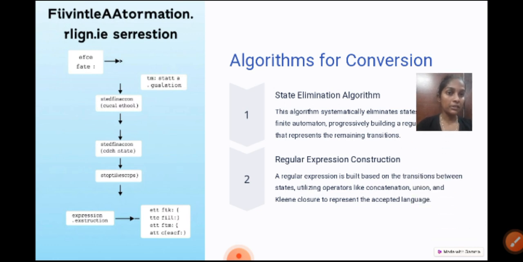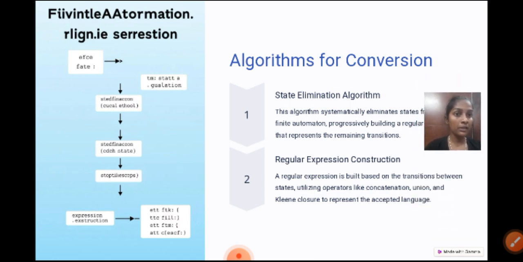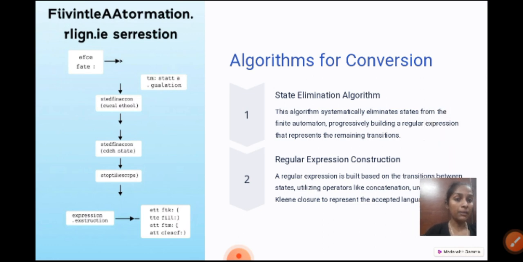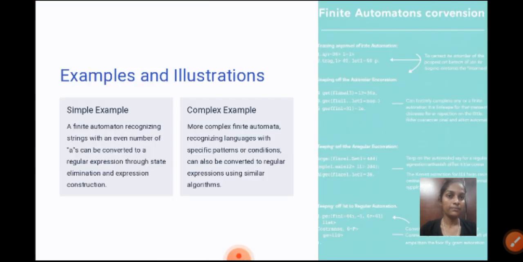Regular expression construction. A regular expression is built based on the transitions between the states utilizing operators like concatenation, union or Kleene closure to represent the accepted languages. So, in the figure we can see the conversion of the finite automaton to the regular expression, which is the algorithm of the state elimination method. So, let us see some simple examples and illustrations.